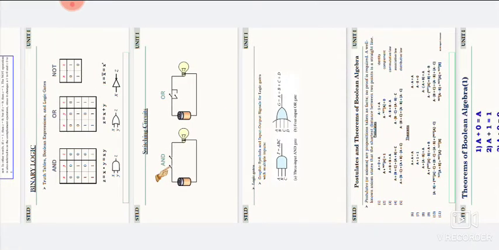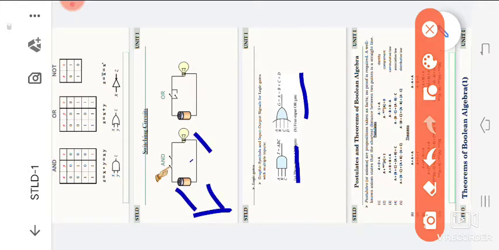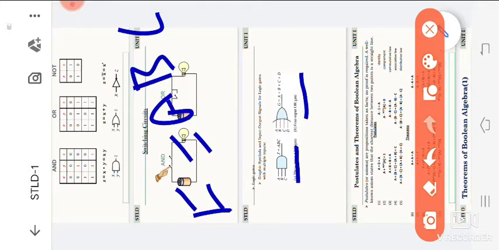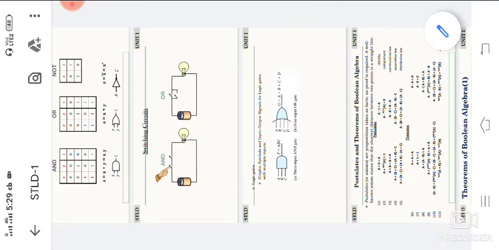This is the 3 input AND gate. This is the 4 input, or whatever the inputs are, the output will be the multiplication. Here A, B, C, D are the inputs. Output will be F equal to A B C. For the OR gate, we are adding: G equal to A plus B plus C. That is the OR gate circuit diagram. So that is the circuit diagram.